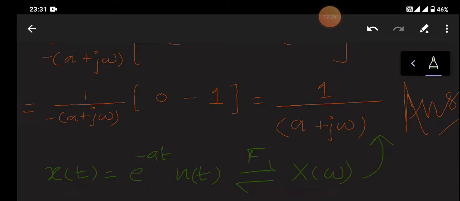In the next video lecture we will cover more problems, and we will see some of the properties of the Fourier transform and a very important theorem, that is the duality theorem, and we can see a lot more problems in the upcoming video lectures.